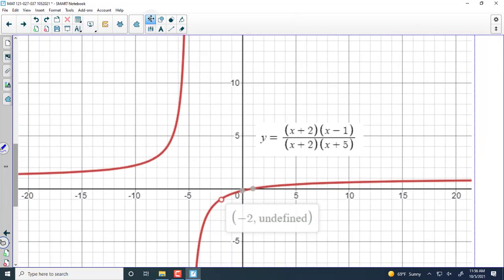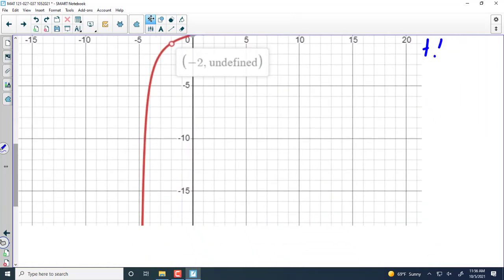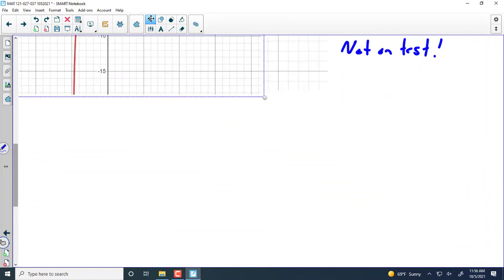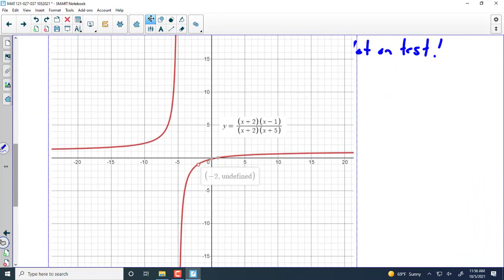I should really shrink these before I come to class. So big. Still so big.